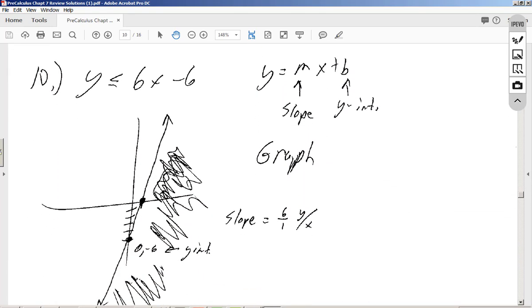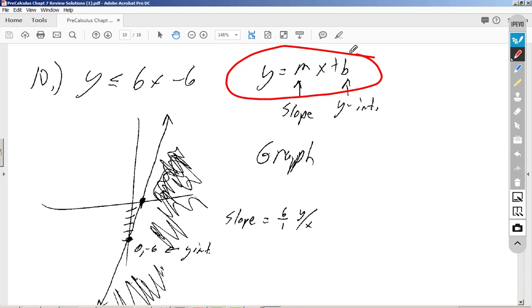Okay, on this next problem on number 10, it says identify the graph of the inequality. In other words, it just wants you to sketch the graph of this inequality. So to do this, it's already solved for y, which is following the slope-intercept form. So remember, here's your slope, here's your y-intercept. So to graph this, I go to my y-intercept, which is a negative 6, put a dot there. And then my slope is 6, and remember that's over 1, that's a fraction.